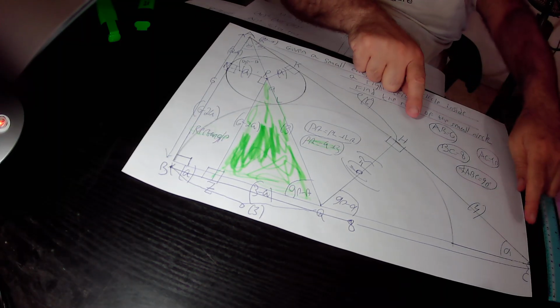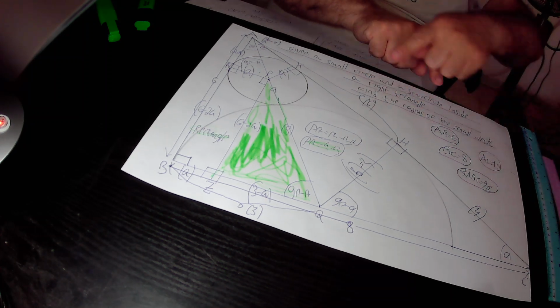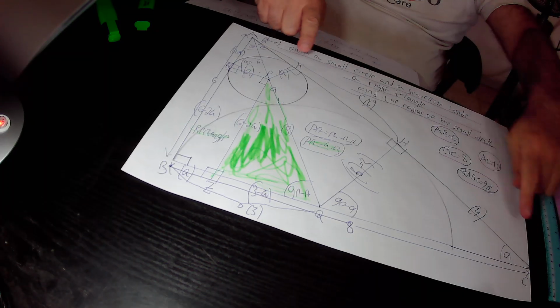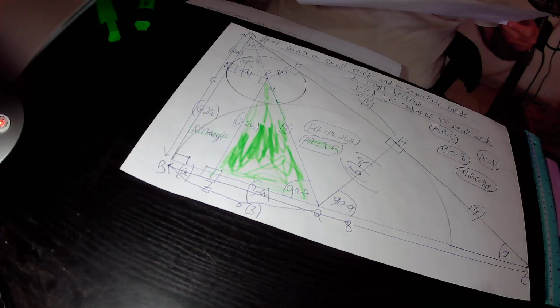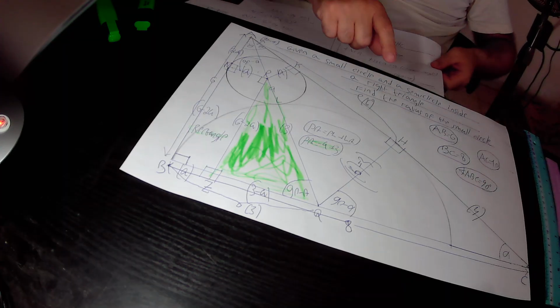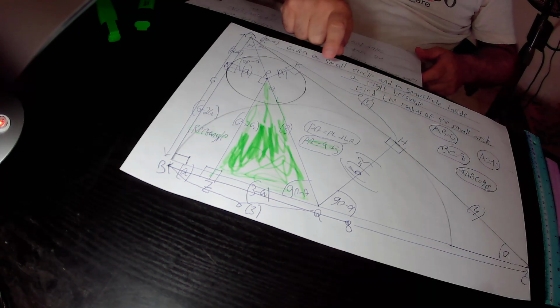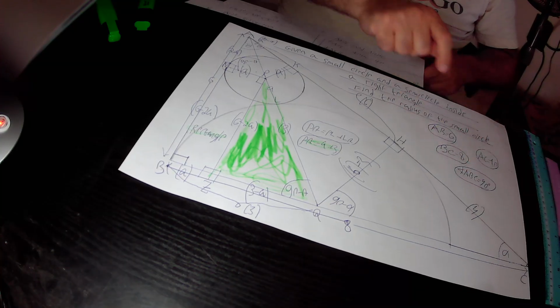What is the length of line segment HC? It is very easy to see from the drawing that HC equals AC minus AH. So HC equals AC, that is 10, minus AH, that is 6. So in total, HC equals 10 minus 6, that is 4.